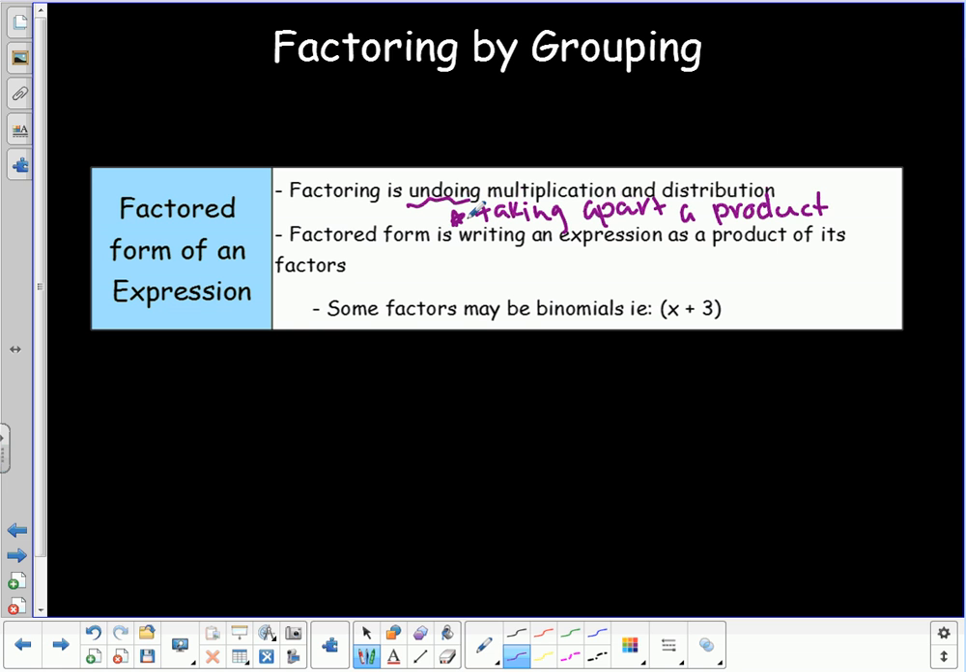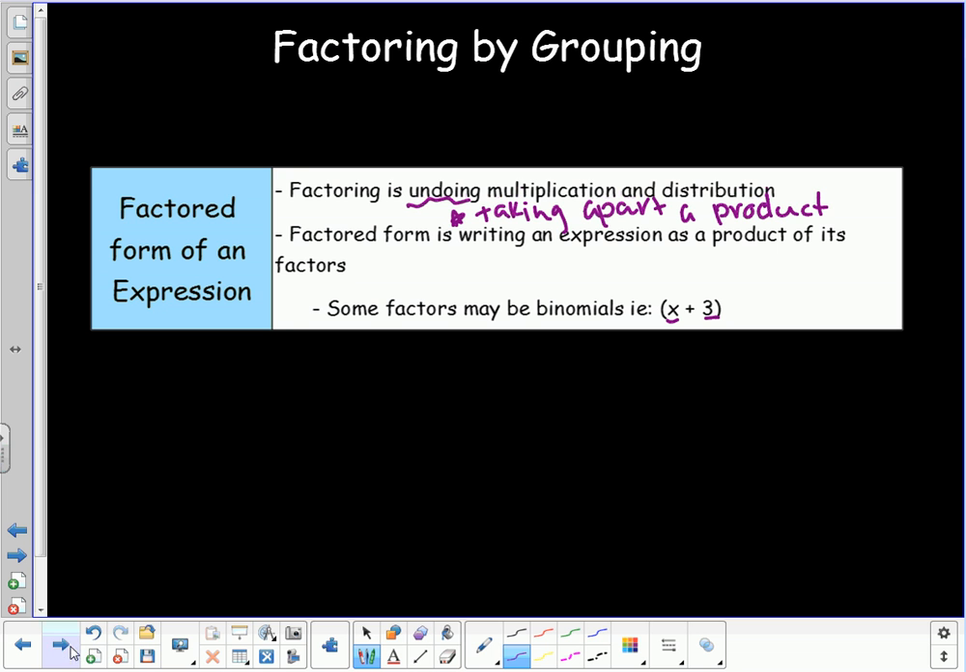So factored form is when we write the expression as a product of its factors. And sometimes the factors may be the same, or sometimes the factors may be binomials, meaning there are two terms. Looking at what factored form actually is, we're taking apart the product, we're undoing the multiplication, and we write it in factored form when we have those factors multiplied together. Sometimes our factors are binomials.